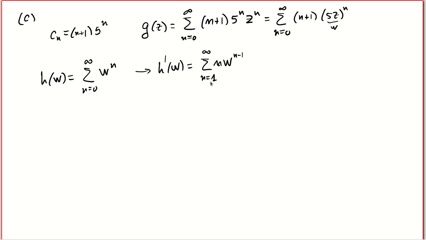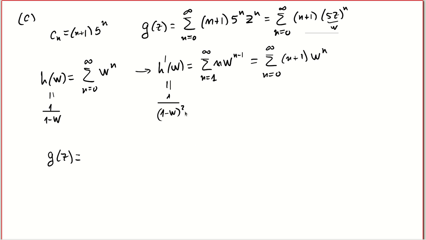Okay, and now I can shift this, right, 1 unit down in this index and 1 unit up here, and transform this into this expression, which is exactly what we have here. Okay, so it turns out that this function here is the derivative of this one, but this one is known. This is 1/(1-w), and its derivative is 1/(1-w)^2. Okay, so what we have here, g, is simply this function evaluated at 5z. So we have 1/(1-5z)^2. All right.